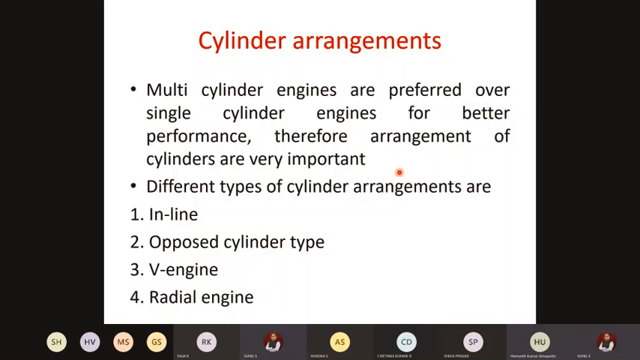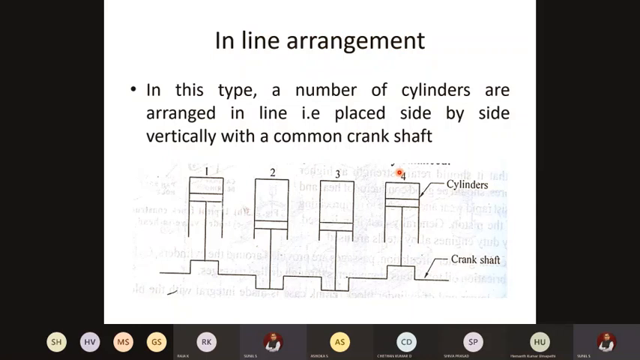Done, sir. Okay. The first one is the inline arrangement. In this type of arrangement, a number of cylinders are arranged inline, side by side. That is, they are placed side by side vertically with a common crankshaft. The function of the crankshaft, how it works, we will discuss in the upcoming slides. There will be a common crankshaft, and all the cylinders will be placed one after the other. This is the common and most popularly used type of arrangement. In any truck or car we see, usually an inline arrangement will be there. A common block will be there, out of which there will be 4 cylinders.